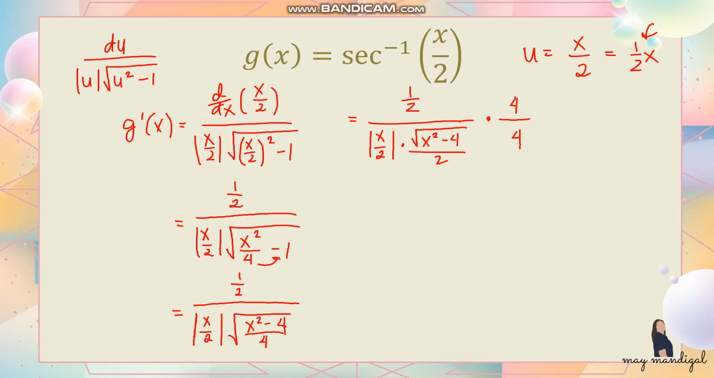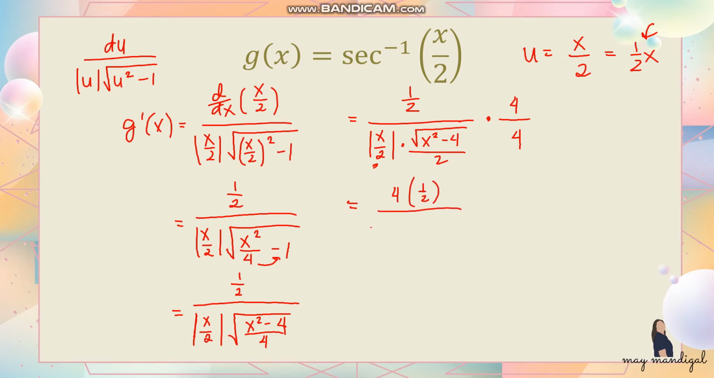Now, why do we have to use 4 over 4? Because if I multiply 4 to 1/2, 2 will be cancelled. So it will be just equal to 2. And if I multiply 4 to our denominator, so I have 2 here, I also have 2 here. So that means it's 4. So I can cancel out. Okay? So what we will do here is, let's multiply 4 times 1/2 over.